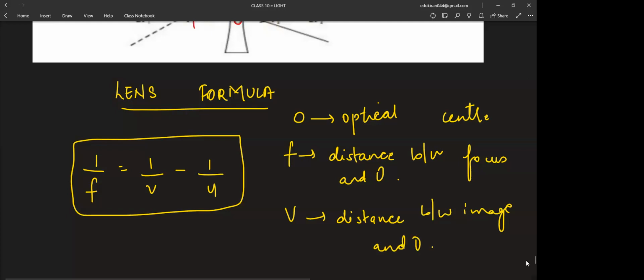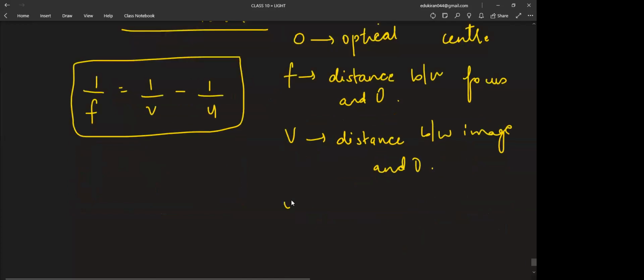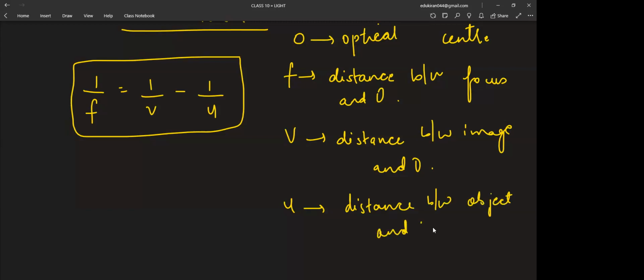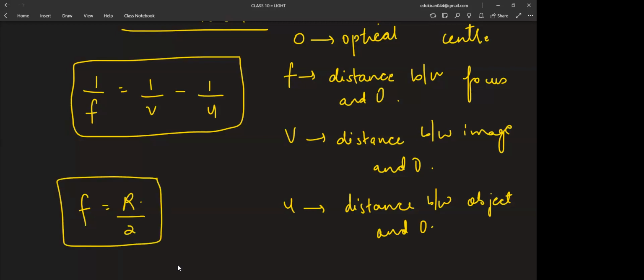The way we have been taking it from the pole of the mirror, now we'll be taking the distance from the optical center. So u is the distance of the object from the optical center. Again, this relation remains the same. Focus is equal to radius of curvature by 2, f = R/2. This is valid here also. Here R is our radius of curvature. This relation is valid for the mirrors as well as for the lens.